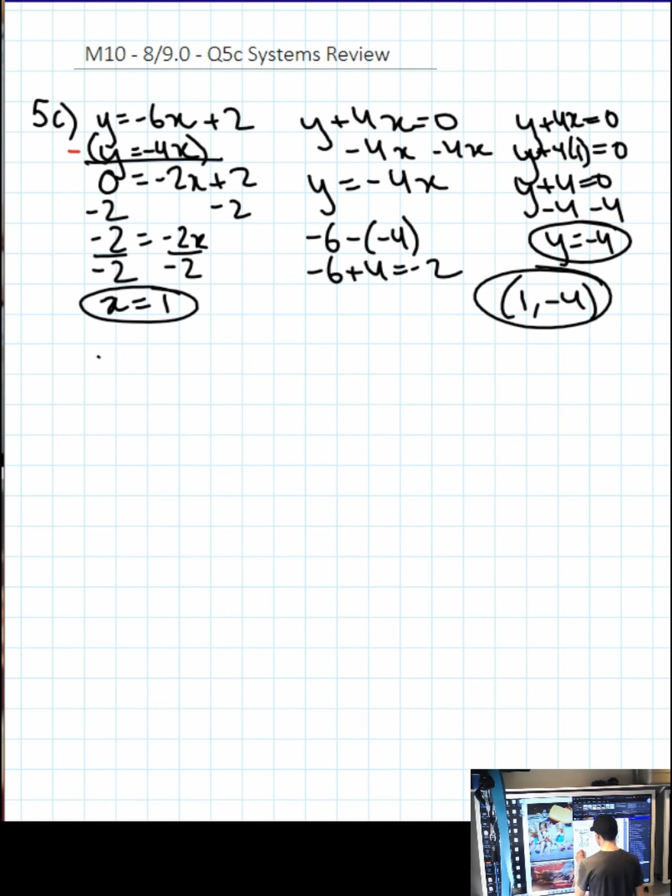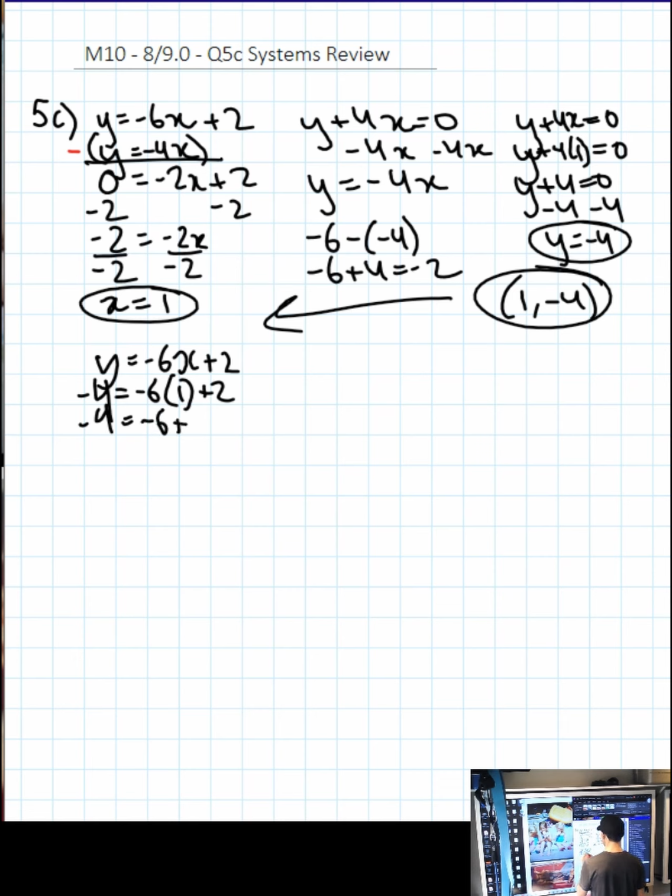So let's first take the equation on the left. Y equals negative 6x plus 2, and substitute x and y. The point that we just got, 1, negative 4, has a y value of negative 4, so negative 4 equals negative 6 times our x value of 1 plus 2. On the left-hand side, we have negative 4. On the right-hand side, negative 6 times 1 is negative 6 plus 2, and negative 6 plus 2 is negative 4. Therefore, we know it's on that line.